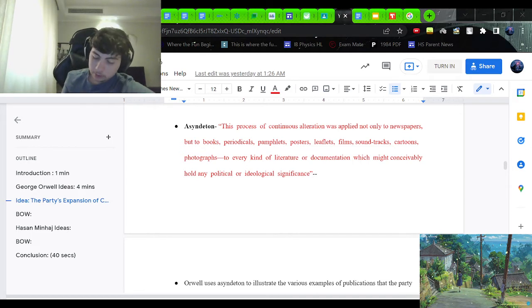Country road. You know, sometimes you get mixed up. You're like, I've got to reword this word, man. And it's like, oh my god, no, this is the author's word. I'm sorry, Orwell. Literature or documentation.